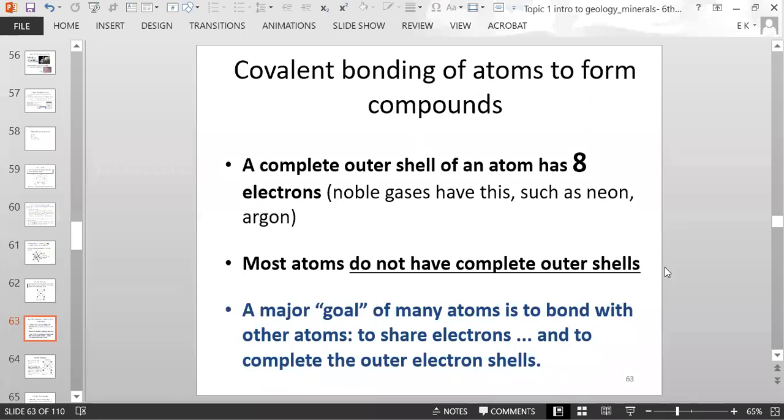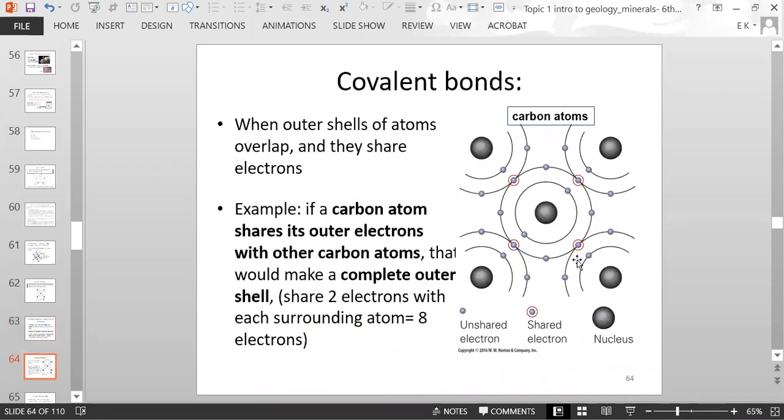Most atoms do not have complete outer shells. So a major goal of many atoms is to bond with other atoms in order to share electrons so that they can get completed outer shells. So again, we're looking at the same diagram of the carbon atoms. Now, when you count the outer shell electrons of the carbon atom, we got 1, 2, 3, 4, 5, 6, 7, 8. Carbon has 4 electrons in the outer shell, but when it shares electrons with neighboring carbon atoms, it's able to fill its outer shell and be complete with 8 electrons.